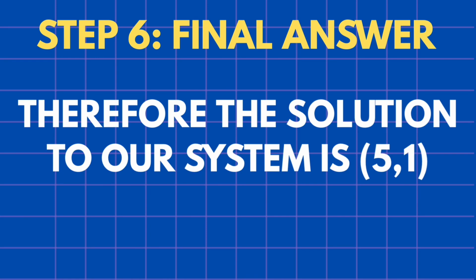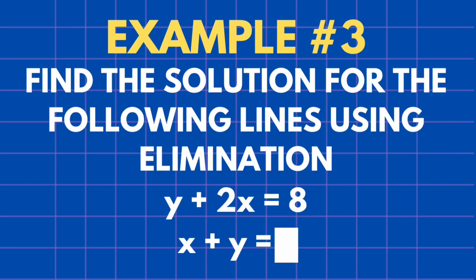Why did elimination work immediately in the two examples we just did? It's because one pair of variable terms were already opposites. This won't always happen, and that's where our next example comes in. Example 3. Find the solution for the following lines using elimination. Y plus 2x equals 8 and x plus y equals 5.